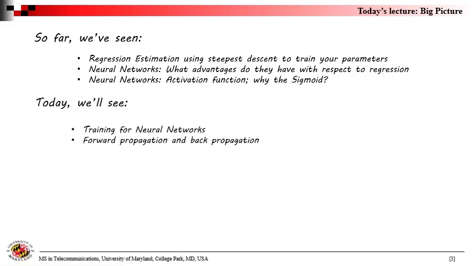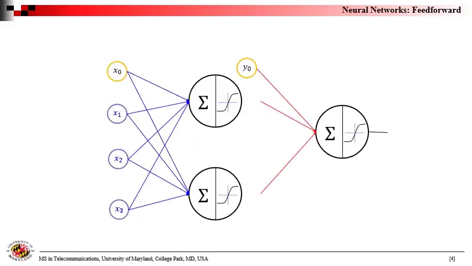Today we're going to talk about training, how to train our neural network. We're going to talk about forward propagation and back propagation. And just to give you a taste, after this lecture, we're going to talk about regularization and what our best practices are for random initialization, because they're not the same as for regression, like linear regression.